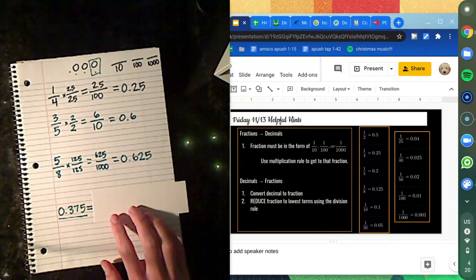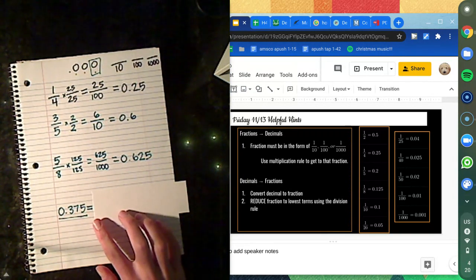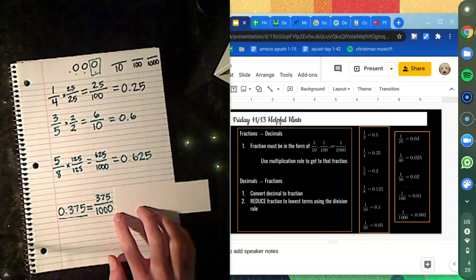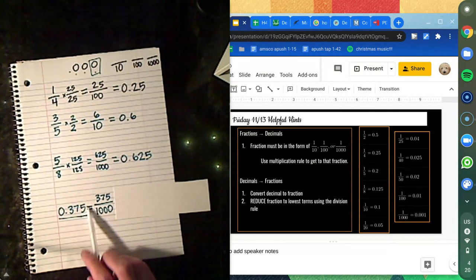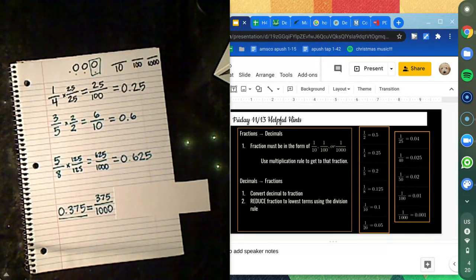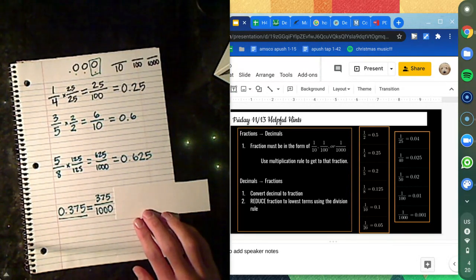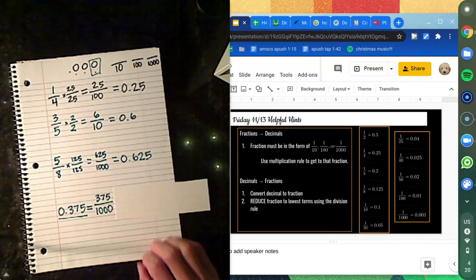So the first step is the easiest, right? You just put it on top of the thousandths, right? You have to make sure you don't put this on top of hundredths, right? You put it on top of thousandths because that's what it is. The 5 is in the thousandths place, the last number is in the thousandths place, so that's what fraction it is. All right, now you can reduce, okay? So you may not know what to divide by to do it all in one step, right? And that's okay. That is okay. Because you can do it in multiple steps.